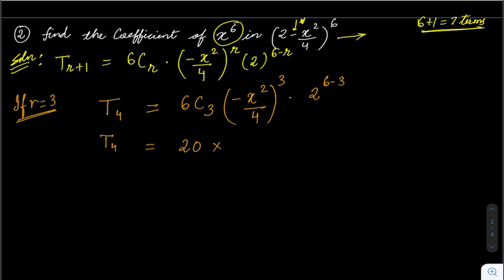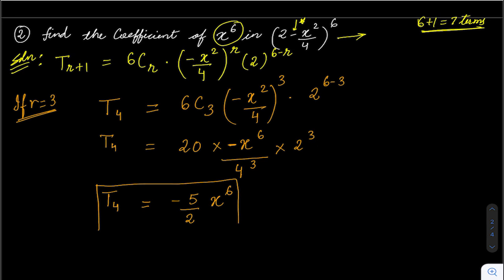So 20 into, now (minus x square) power 3, that will be x power 6 into a negative sign, because it's minus 1 power 3, divided by 4 cube, times this is nothing but 2 power 3. Now use your calculator to find this value. And what is this value? This value is nothing but minus 5 over 2 x power 6. Now this is nothing but just our fourth term in this expansion. There will be 7 terms. This is the fourth one in ascending power of x.